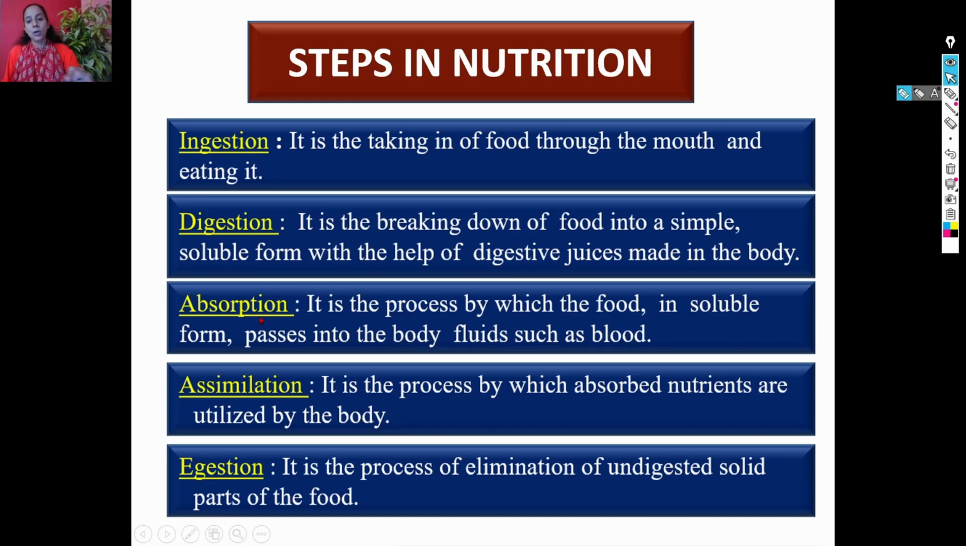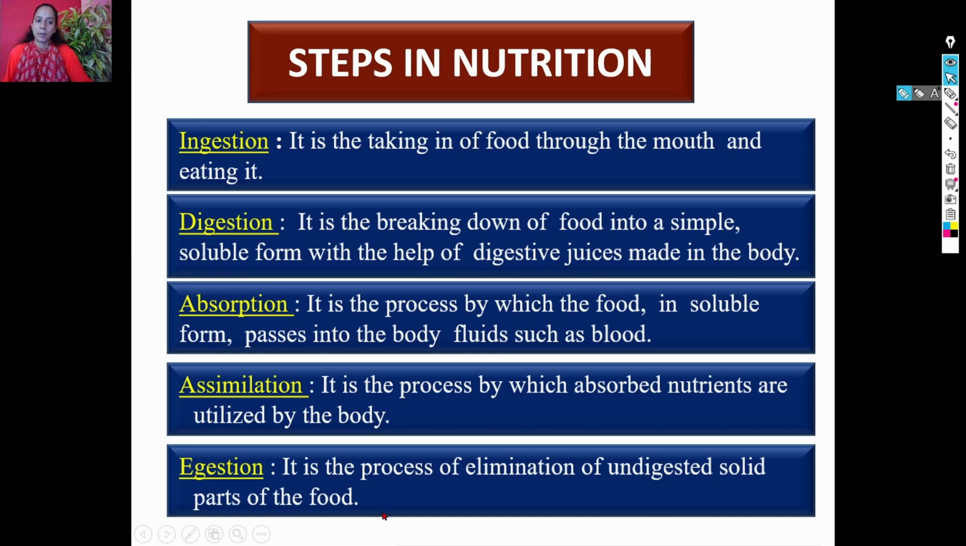Absorption is sending of those simple soluble nutrients into the blood. Assimilation is utilization of all those nutrients to derive energy for various activities. And lastly, egestion is removal of waste material from the body. Clear, viewers? Okay. So this was about the steps of nutrition in case of animals.